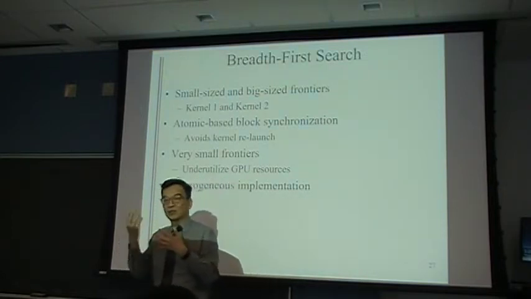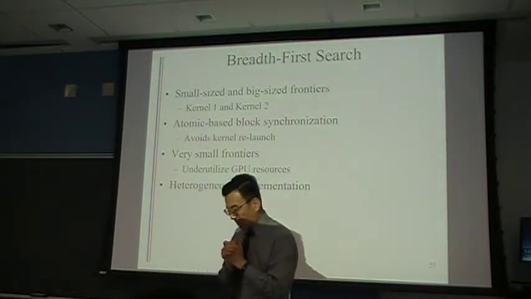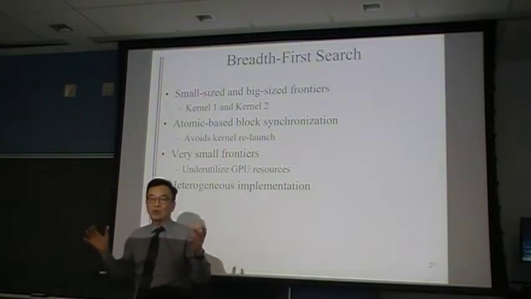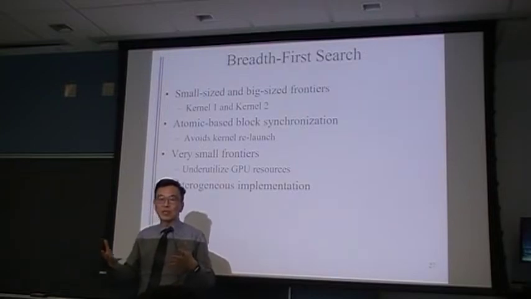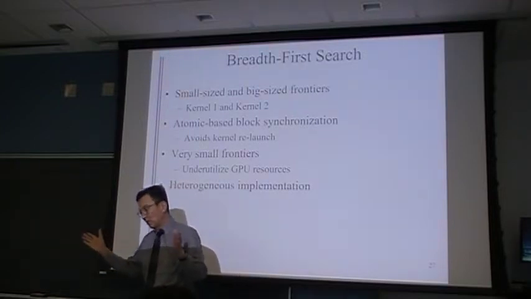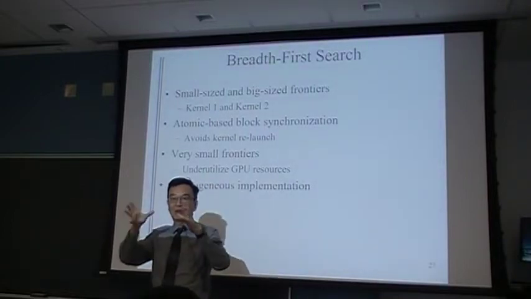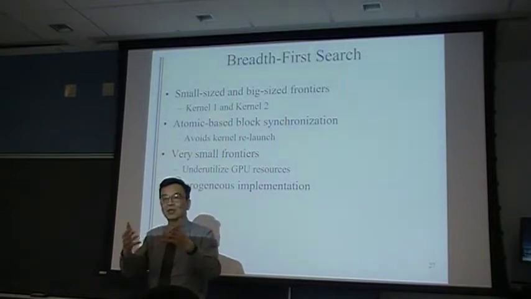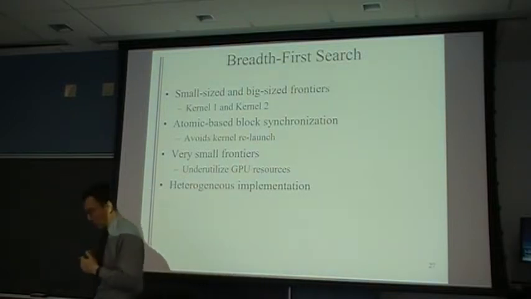But as soon as the frontier grows too big for the shared memory, you'll be forced to go into the global memory. And once you go into the global memory, you may as well use more thread blocks so that you have more threads. You have a bigger frontier, more threads participate, you generate bigger frontiers, and so all this works. So that's why we have kernel 1 and kernel 2.